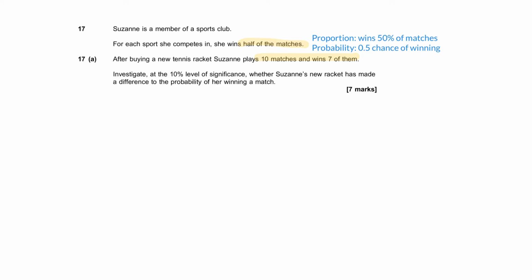Then it says investigate at the 10% level of significance. So we've got a significance level. That's definitely a hypothesis test. And the instruction is to investigate, or sometimes they just say the word test. Test at the 10% level. And what is it we're testing? We're testing whether the new racket has made a difference to the probability of her winning a match. So has made a difference isn't claiming positive or negative. It's just some difference. So this will be a two-tailed test when we write it.